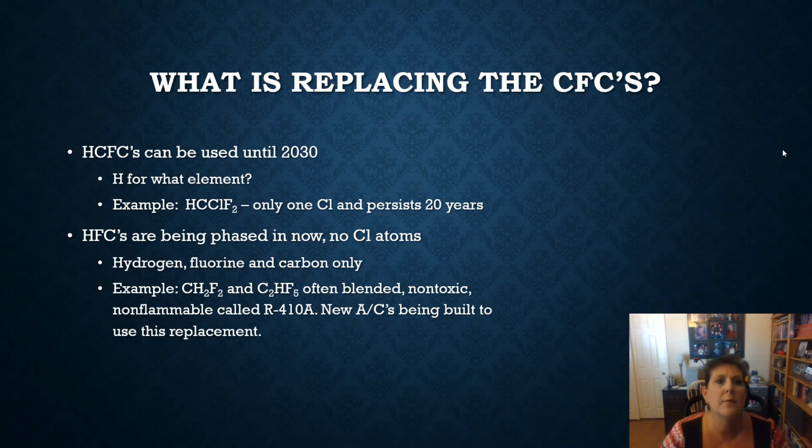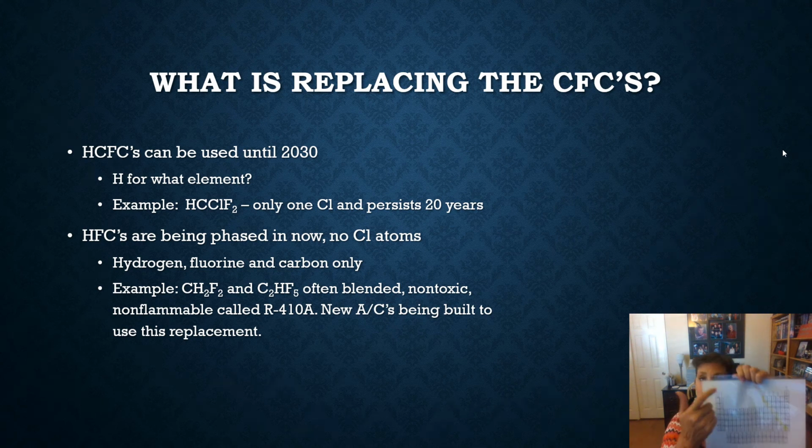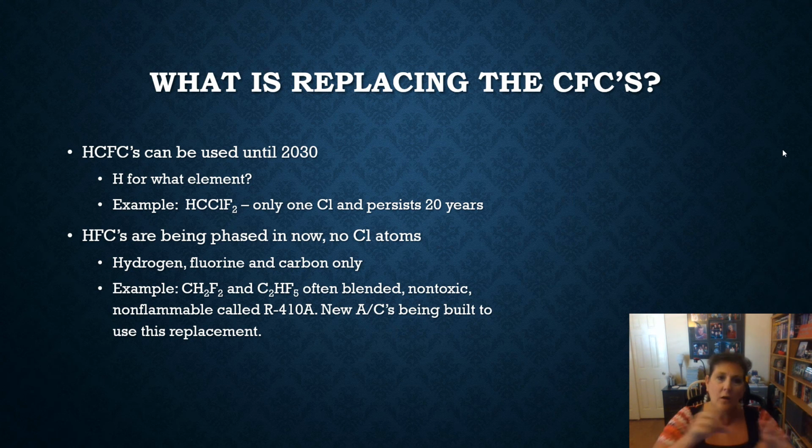So what are we replacing them with? Well, scientists studied and determined some good replacements. We have like a middle replacement and the ultimate replacement. The middle replacement is HCFCs. H is for what element? What element is H? Hydrogen, right? So we're going to take a chlorine off and put a hydrogen in its place. These can be used until 2030. So again, we take a chlorine off and put a hydrogen on. They still may have a chlorine atom, but at least it's not as many as it had. So again, that's why this is a middle replacement.